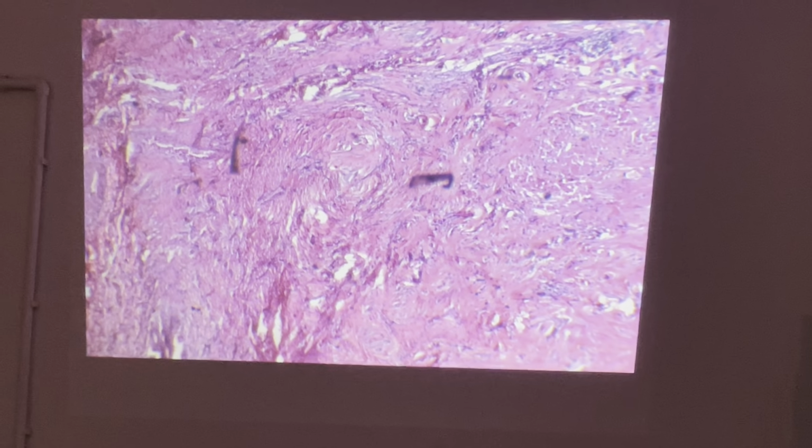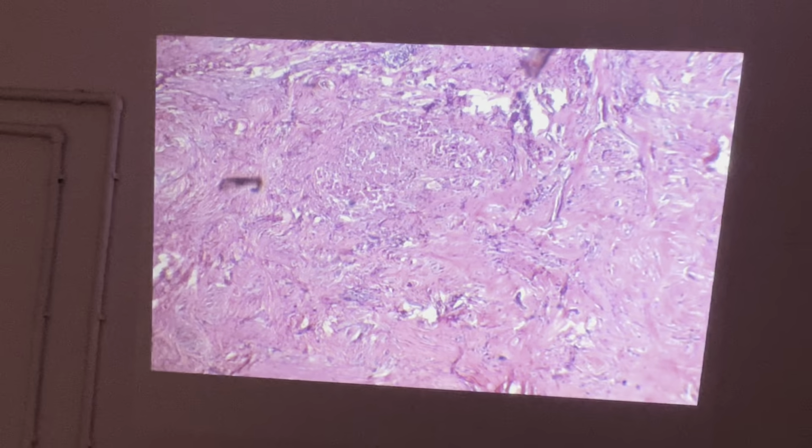Okay. What about this section? Can you recognize it or not?